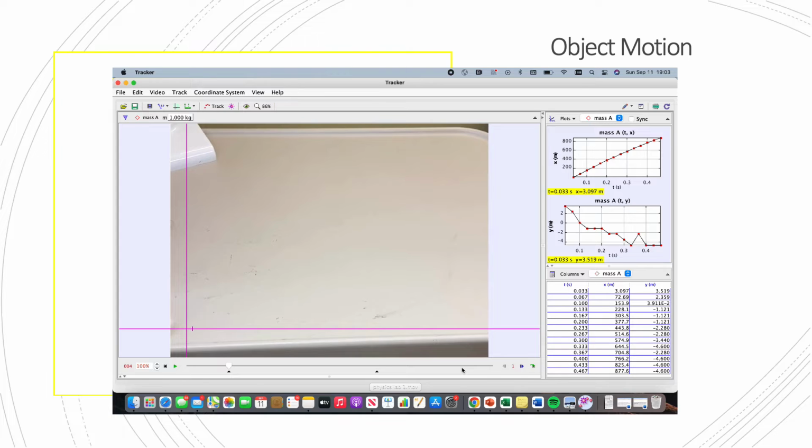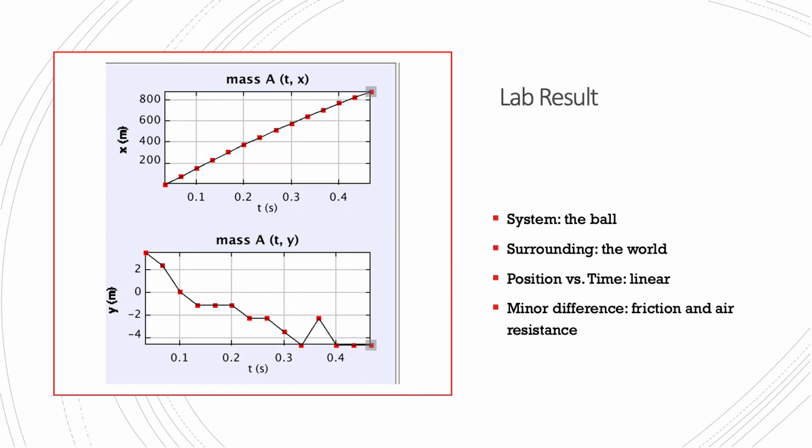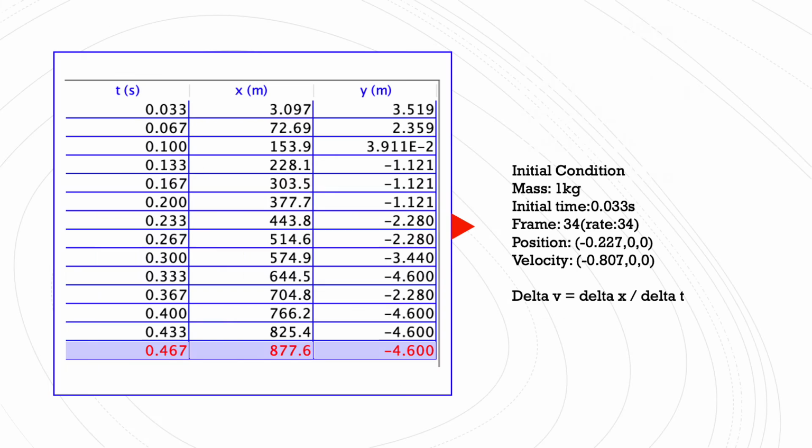Then I used a computational model called GlowScript and predicted its motion by the computational model. And then I used Excel to compare these two different models. In this lab, the ball is the system and the world is the surrounding. The relationship between the position and time is linear, which means the object actually moves at a constant velocity.